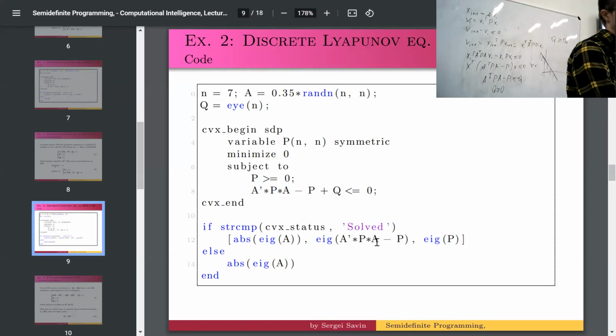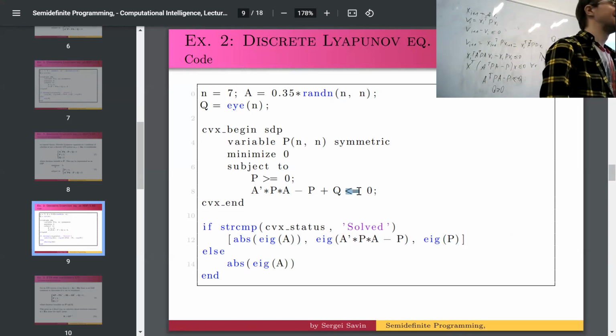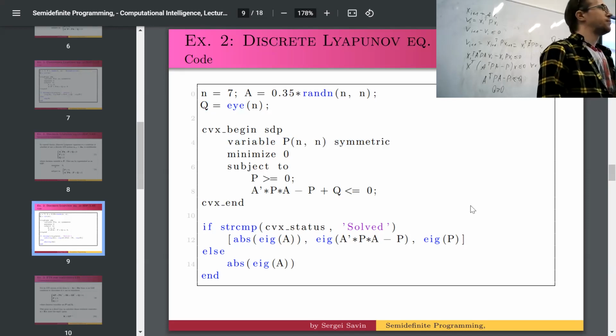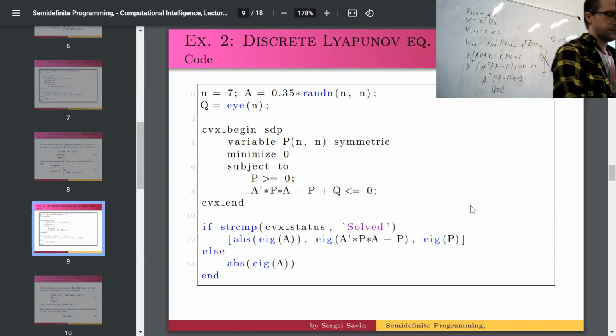And by the way, notice here is inequality. So, slide has equality, code has inequalities. What's going on? Q here is a constant. Decision variables are defined explicitly. More questions? No? Okay.